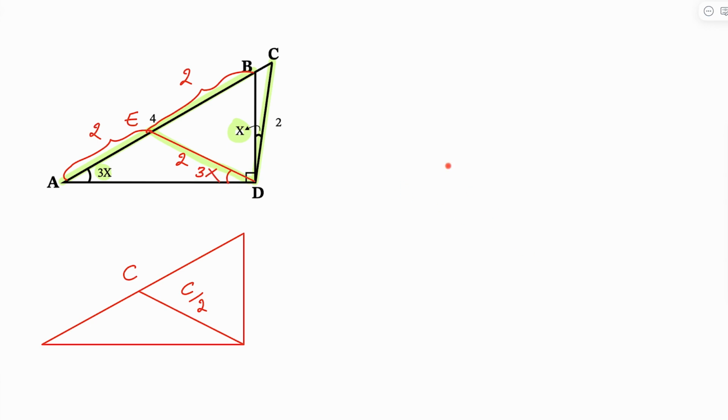Another thing we can do is that we know that in a triangle, the exterior angle is the sum of the two remote angles. So we have alpha plus beta for this exterior angle. So if we want to find this exterior angle, the sum of these two angles is the value for this angle. So we can write 6x for this angle.